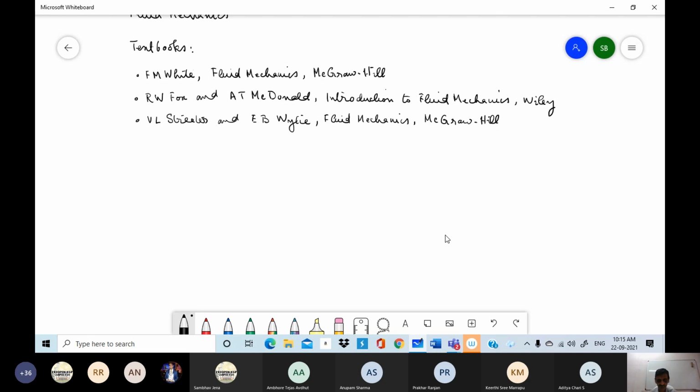So deriving the governing equations will be the first step. Once we derive that, then we'll solve it for a few simple configurations, and then we'll go over to some other specific applications.